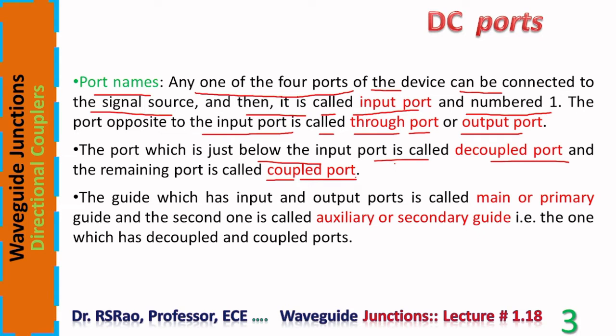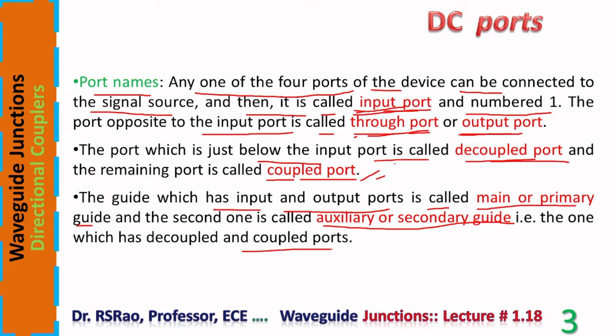So 4 ports. The port where input is connected, where source is connected, is input port. Opposite to input port is through port or output port. Port just below input port is decoupled port, and the remaining port is coupled port. The guide which has input and output ports is called main or primary guide, and second one is called auxiliary or secondary guide, the one which has decoupled and coupled ports.